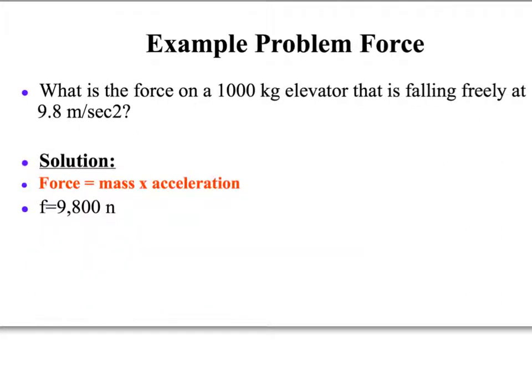Here we have what is the force on a 1,000 kilogram elevator that is free falling at 9.8 meters per second squared, which is the pull of gravity. Force equals mass times acceleration. Force is our unknown. Our mass is 1,000 kilograms. Our acceleration is 9.8 meters per second squared. We multiply 1,000 times 9.8. We get an answer of 9,800 newtons.